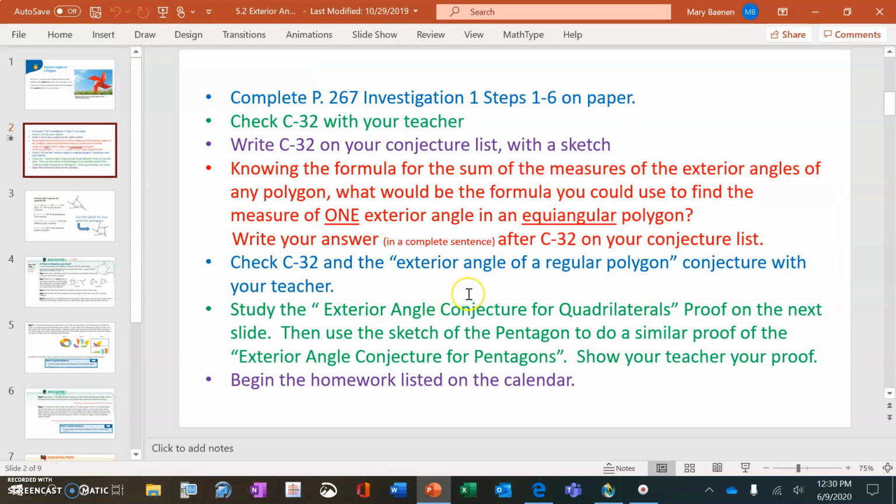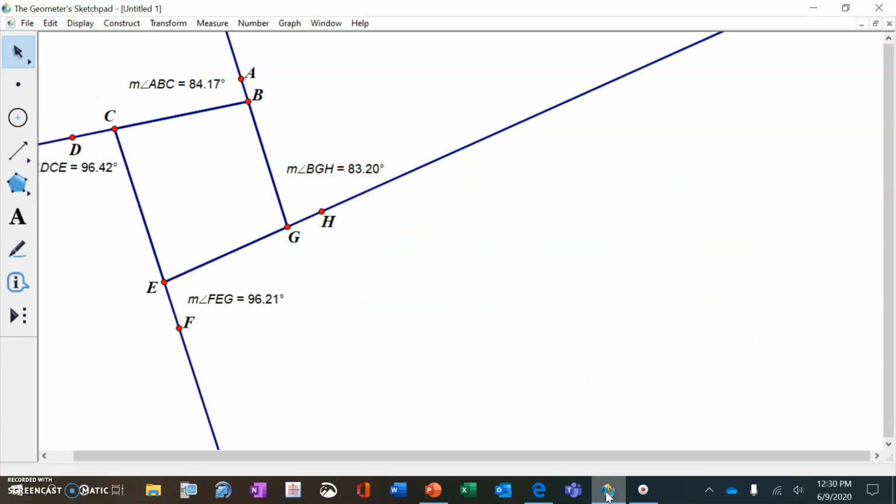So if we were in class, I would have you do an investigation in groups. But we are not in class right now, and so therefore I'm going to show you what you would find out in that investigation. So I'll come over here to Sketchpad, and I have already drawn a four-sided figure. So this four-sided figure is B, C, E, G. And I extended each of the sides of that four-sided figure to create exterior angles.